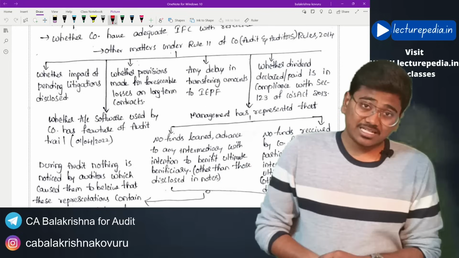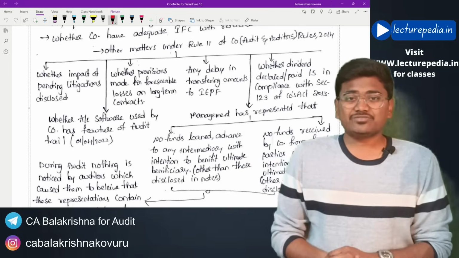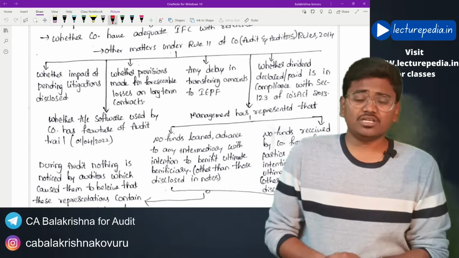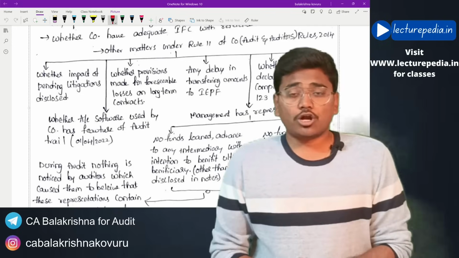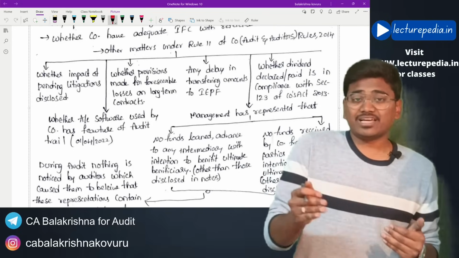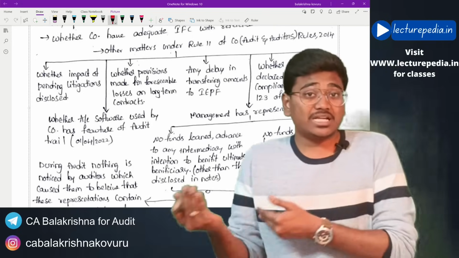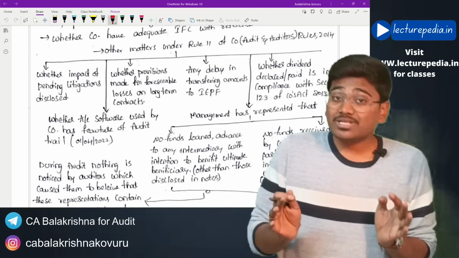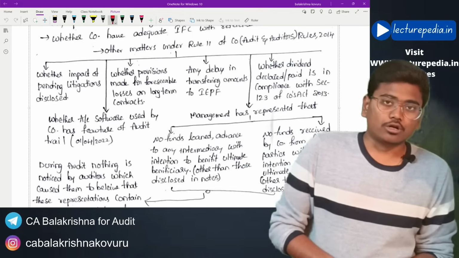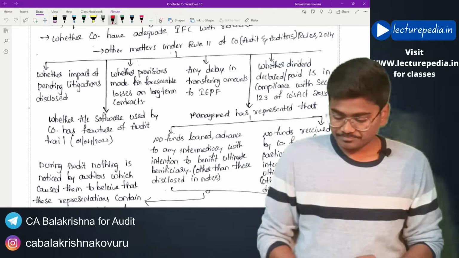And if there is any delay in transferring the amount to the Investor Education and Protection Fund, basically if the amount of dividend is not paid for a period of 7 years and is lying in the unpaid dividend account, then it has to be transferred to the Investor Education Fund. Whether such amount has been properly transferred within the time period or not, that has to be reported.